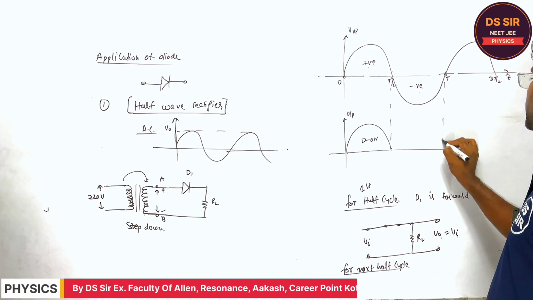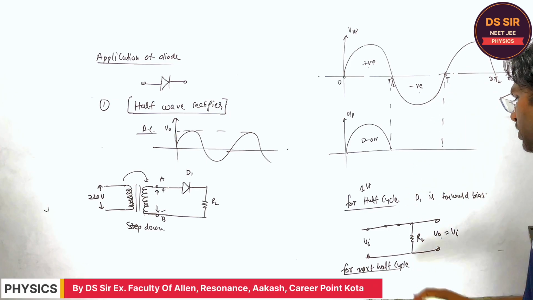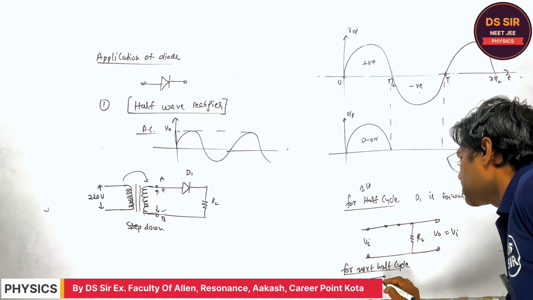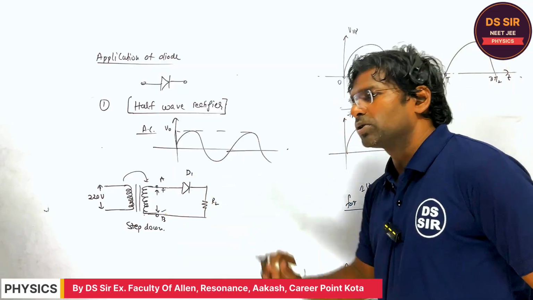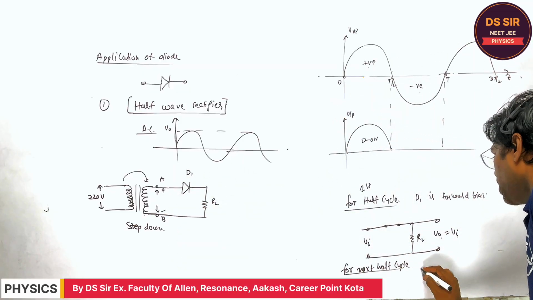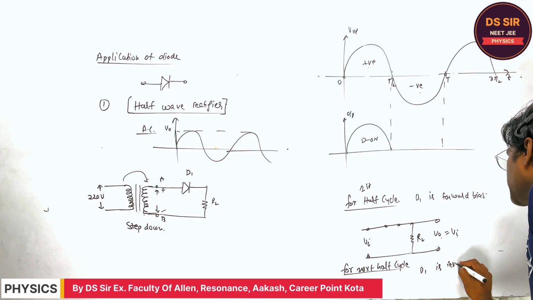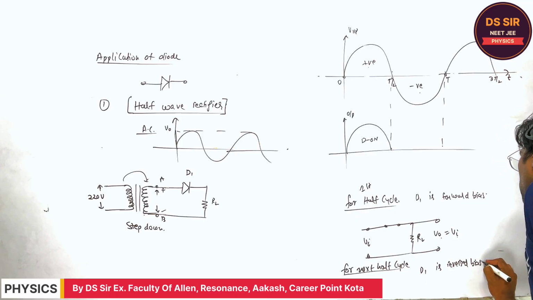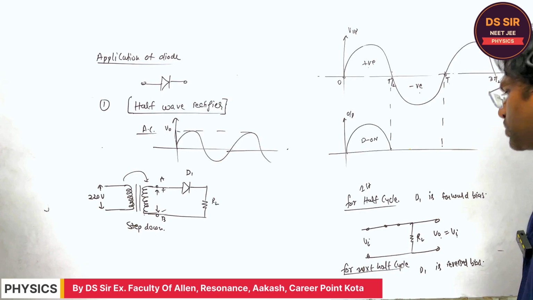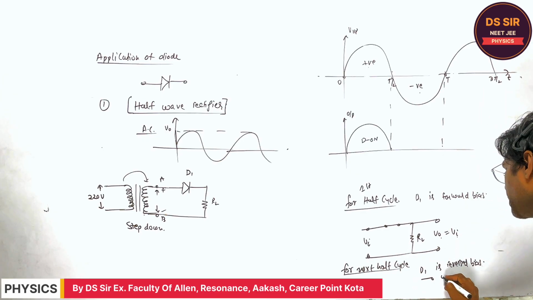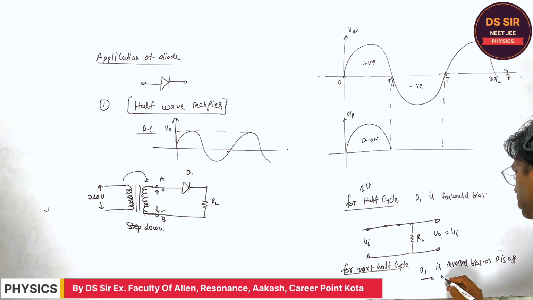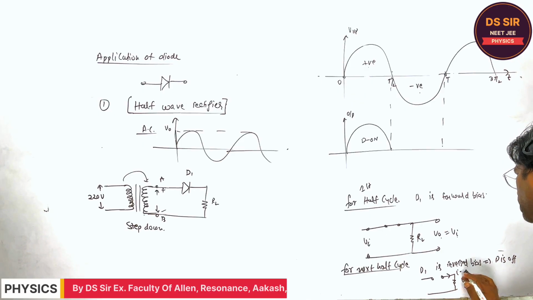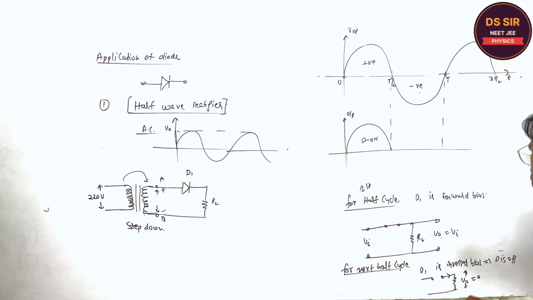It is negative. So for the next half cycle, the upper terminal is negative and the lower is positive. In this case, diode D1 is reverse biased. Are you getting or not? If it is reverse biased, what will happen? The diode is off. If the diode is off, it acts like an open circuit, so no current flows. So what is the output voltage across the load resistance? The output voltage is 0.